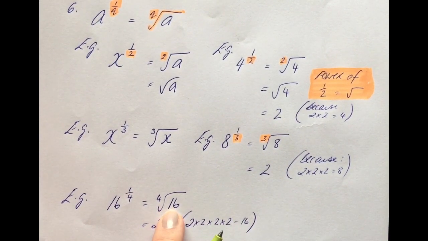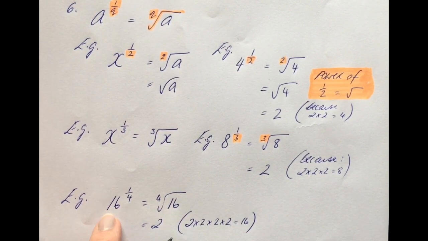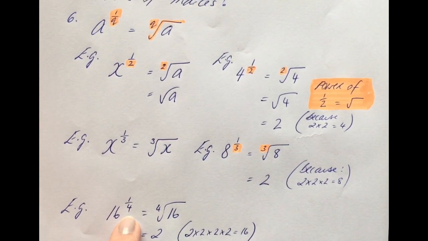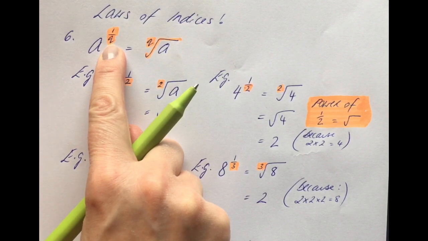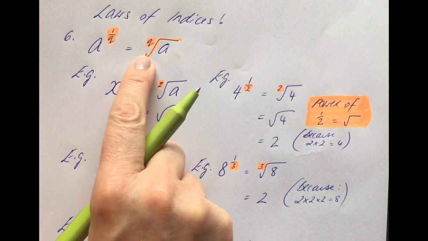Okay, and again, you can put it like that on the calculator, 4th root of 16, or you can put it like that on the calculator, 16 to the power of a quarter. So the key thing to remember here with this law, although it's quite tricky, is just the minute you see a fraction, it's going to be a root.